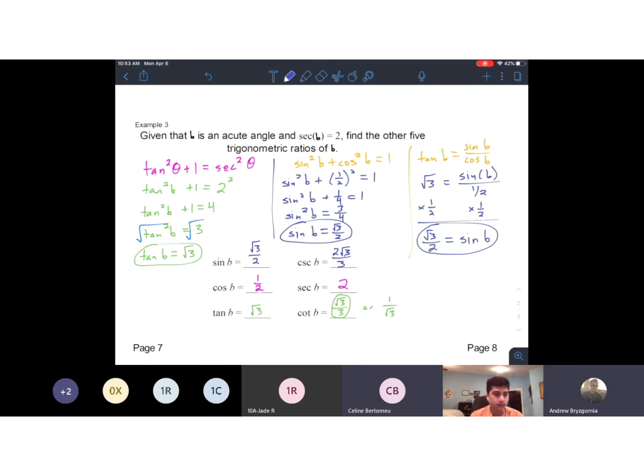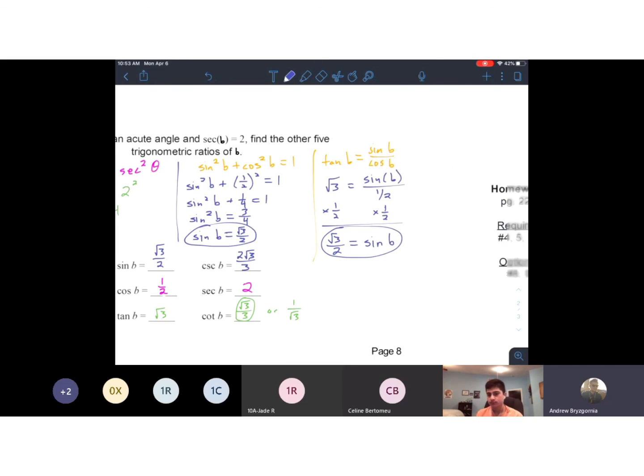I just wanted to show all of you what it would look like if we were to use one of the other Pythagorean identities in order to solve the trig ratios. So are we all good on this? Can I move on? Yeah. So that is everything for this class.